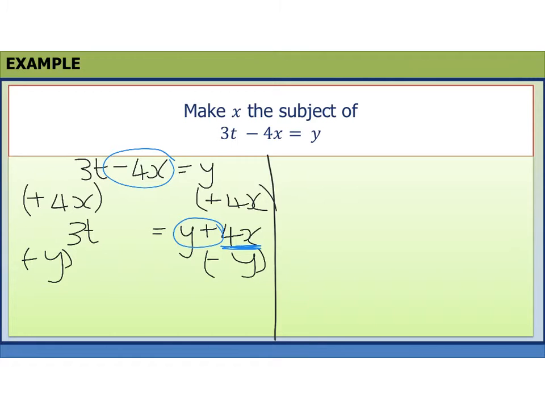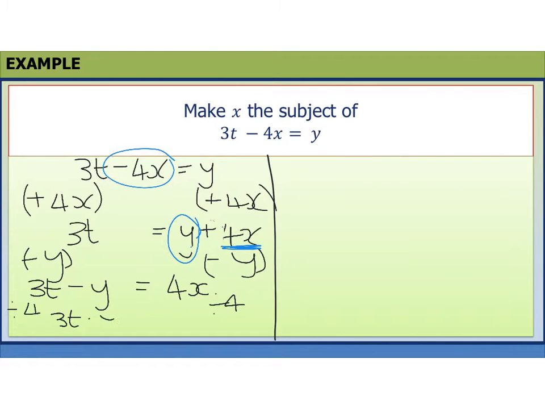Then I'm going to minus y and minus y because I want to leave x on its own, which means I need to get rid of the y. Let me undo that circle because that's really bad. That circle is just around the y. I'm moving the y because that plus sign belongs to the 4x. It's positive 4x. Nothing to do with the y. So I'm moving this y, which means I'm taking y away. So I've got 3t minus y is equal to 4x. And now I divide by 4. So I get 3t minus y over 4 is equal to x.